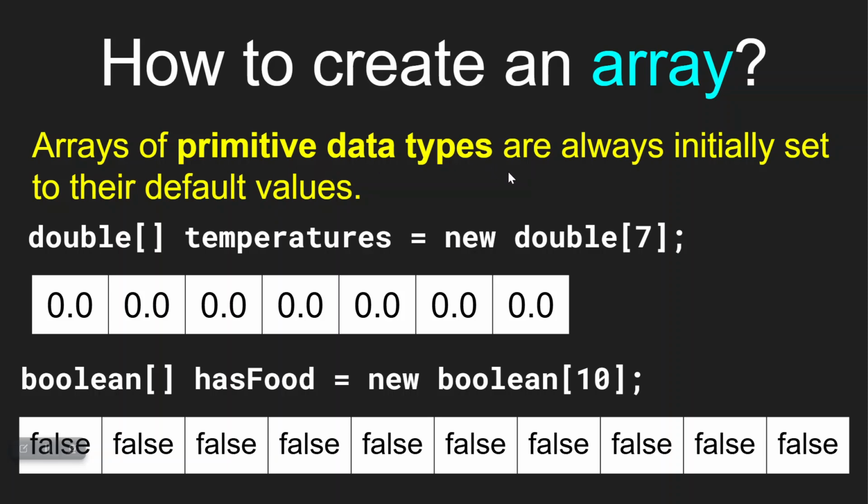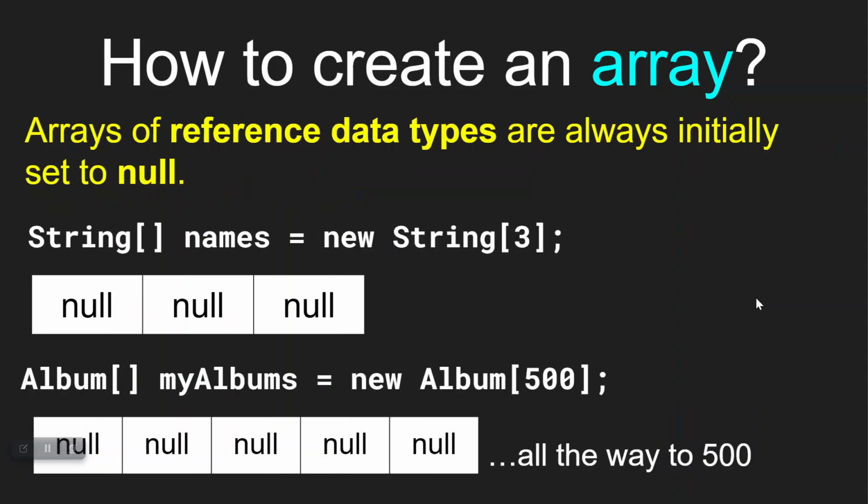Arrays of primitive data types are always initially set to their default values. So if I did an array of doubles and called it temperatures and gave it a length of 7, then that array is going to have 0.0 seven times. And if I did an array of Boolean values and called it hasFood and set that equal to a length of 10, again, all of those Booleans are going to be set to false, and that will have a length of 10.